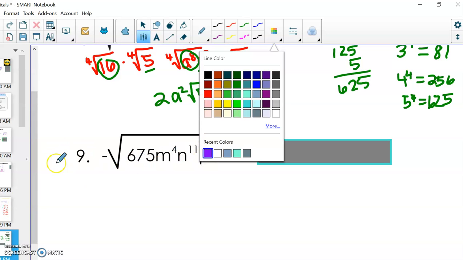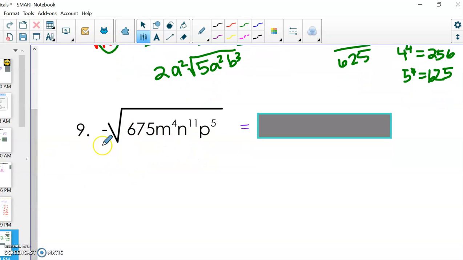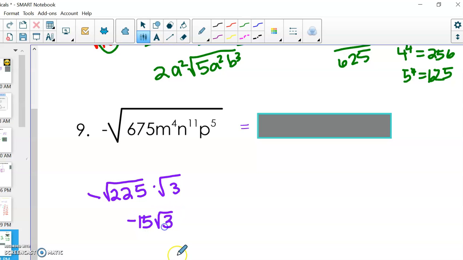All right, you paused the video, you gave it a try, now you've unpaused and you're ready to go over it. Notice we have this negative out front, so there is going to be a negative here. The largest perfect square, once again, that goes into 675 is 225. So that times the square root of 3. And then we have m to the 4th, n to the 11th, p to the 5th. I'm going to deal with the numbers first, and then we'll deal with the variables. Square root of 225 is 15, negative out front. So negative 15 on the square root of 3.